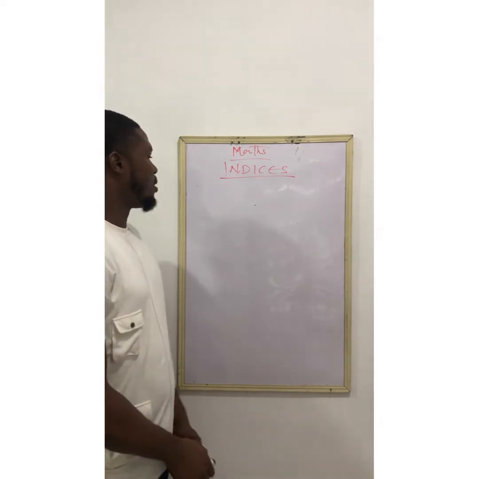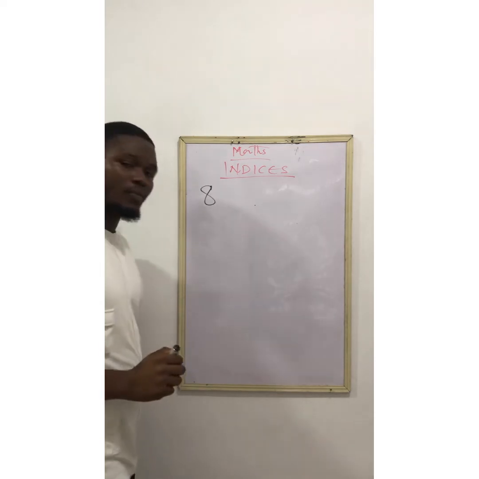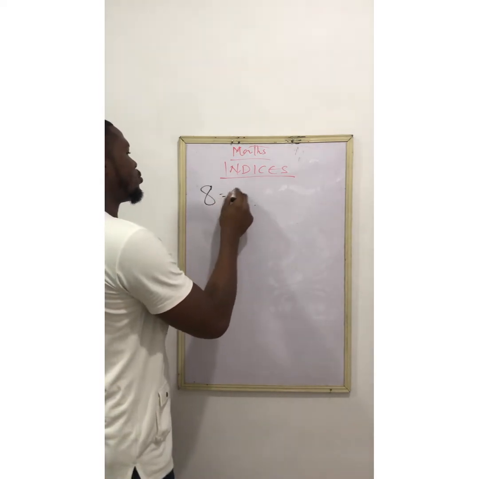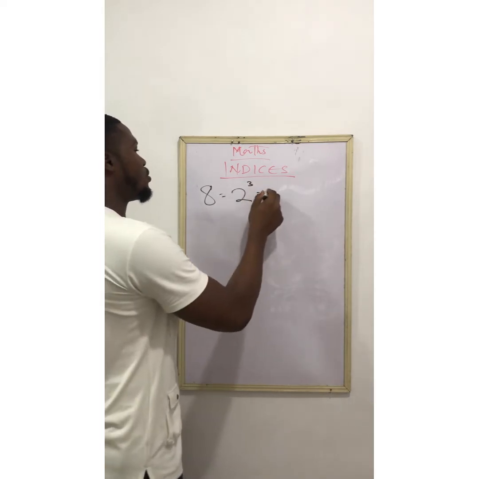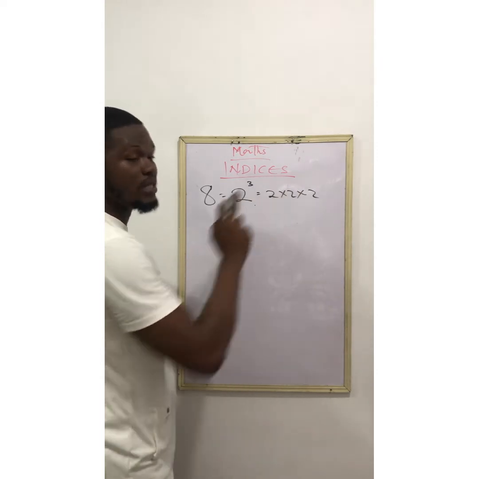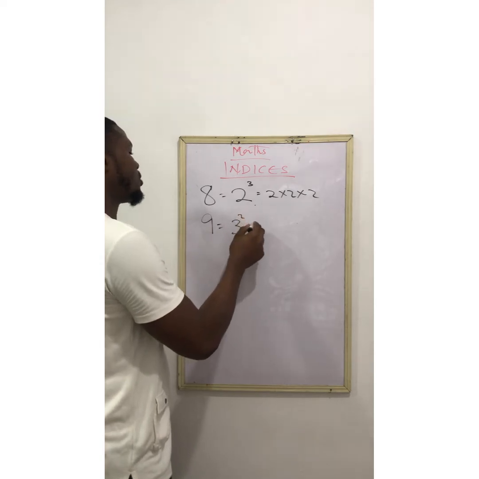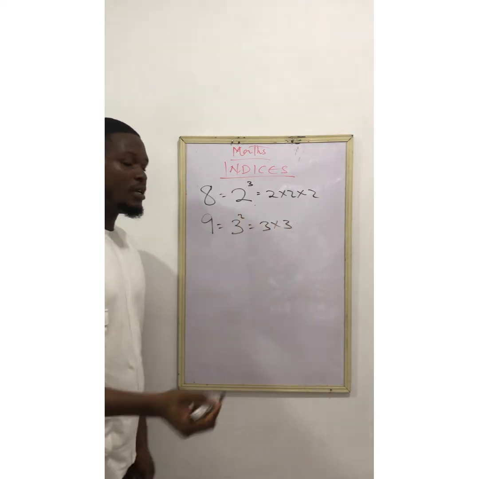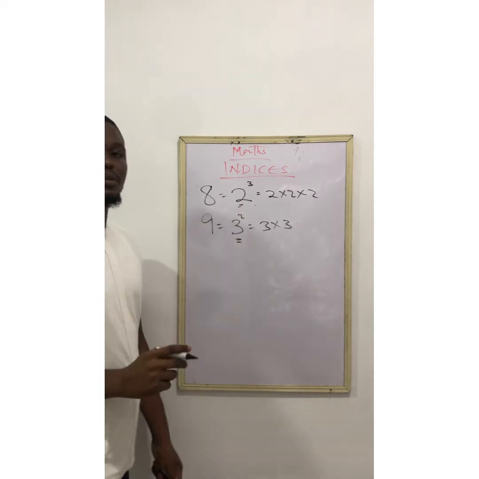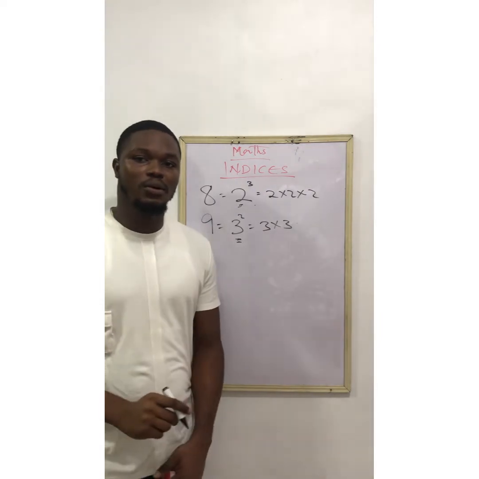Powers. A good example is that if you have 8, for instance, in index form, 8 can be written as 2 raised to the power 3, which is 2 times 2 times 2. 2 times 2 is 4, and 4 times 2 is 8. Or let's say 9. 9 is 3 raised to the power 2, which is 3 times 3. So this is the index form. This and this, they are the index forms. So in indices, you deal with numbers with powers, all right?